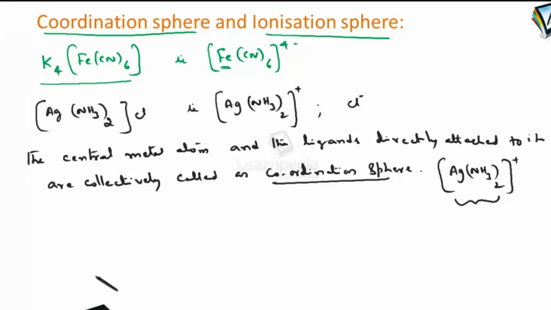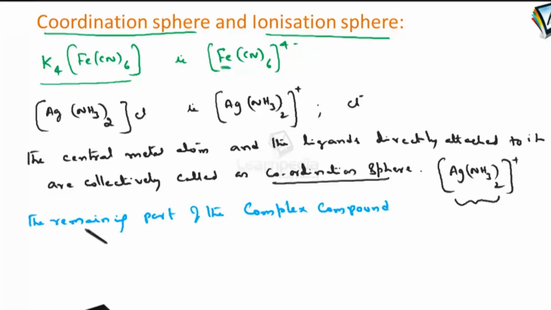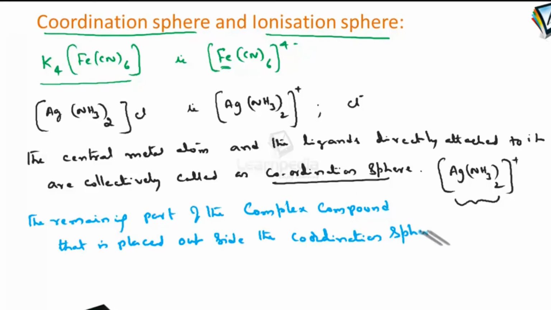And this central metal atom and the ligands inside the square bracket behave as a single entity, and the part outside the bracket is called ionization sphere. The remaining part of the complex compound, that is other than the coordination sphere, that is placed outside the coordination sphere, is called ionization sphere. Got the difference between the two?